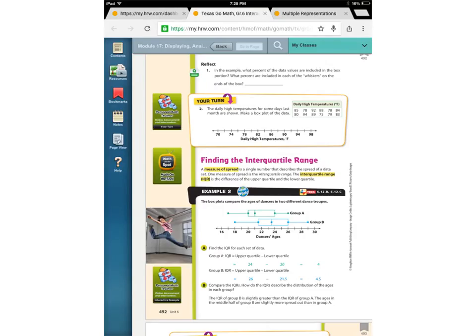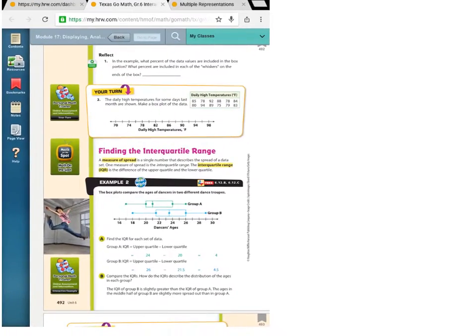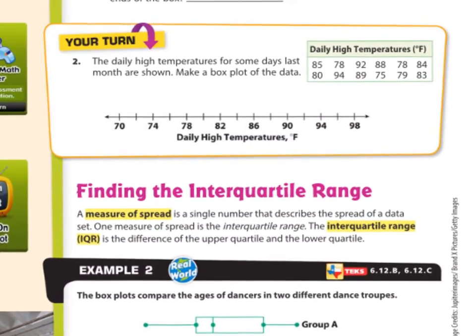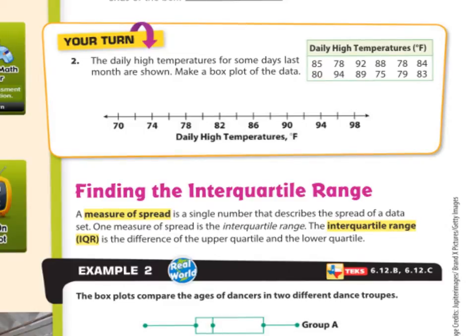Okay, so let's try it on our own with this data here. It says the daily high temperatures for some days last month are shown. Make a box plot of the data. So we put our numbers in order from least to greatest, we're going to do that real quick.